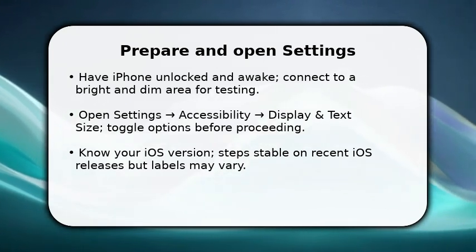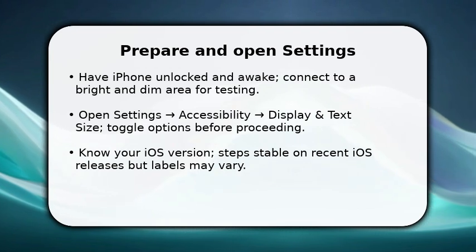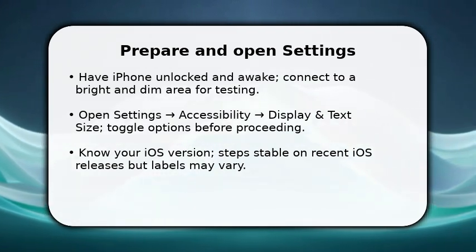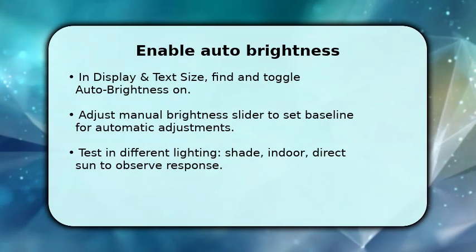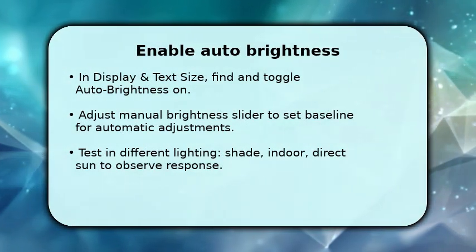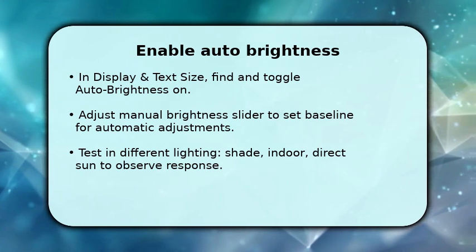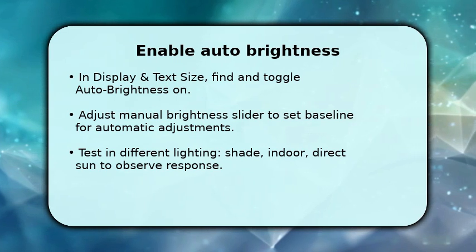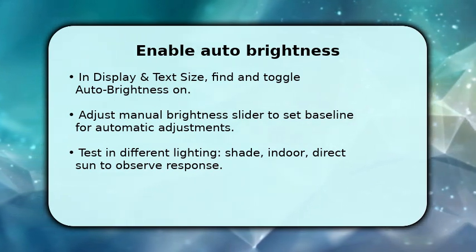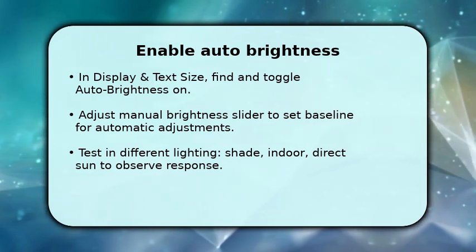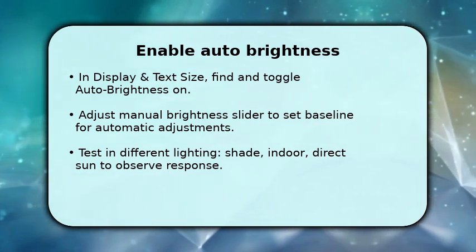You're preparing the phone, so the auto brightness adjustments will be obvious and consistent when we enable and test the feature next. Now enable auto brightness and set a comfortable baseline. Inside Display and Text Size, toggle auto brightness on. Then move to Control Center or Settings, then Display and Brightness, and set the manual brightness slider where you want the phone to aim under typical indoor lighting, because auto mode adjusts relative to that.